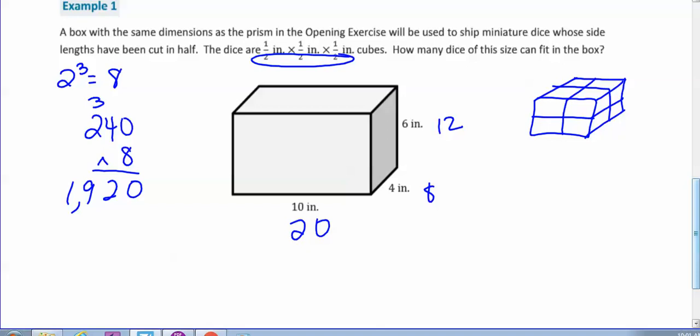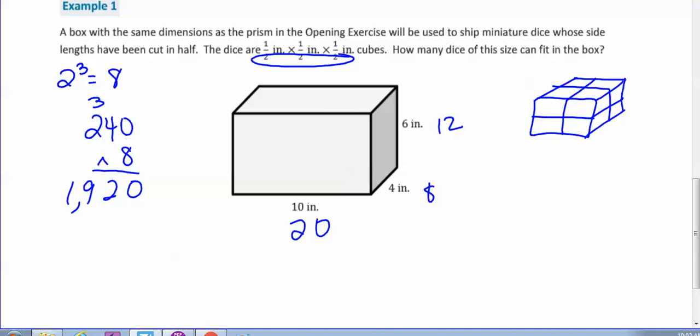How many would it take going across in that case? Would it take 10? No. How many would it take? What's 10 divided by 2? 5. Okay, so it would take 5 boxes across, right?